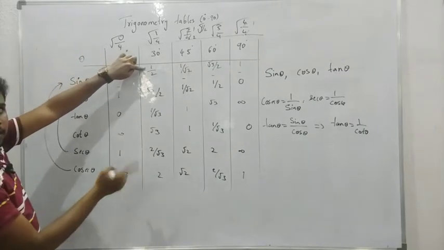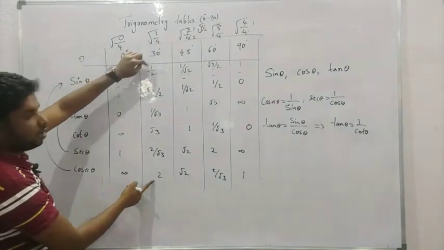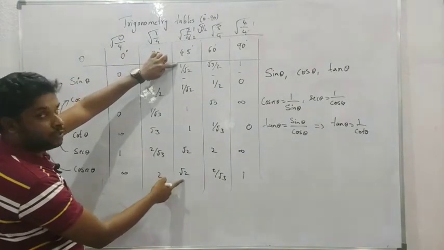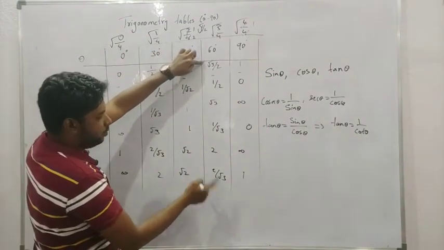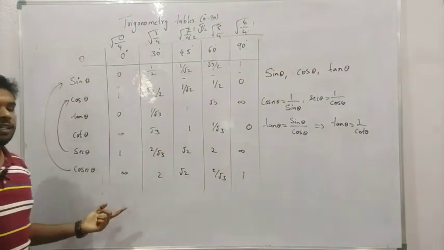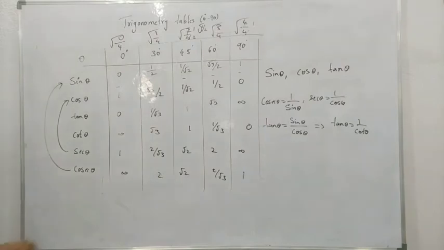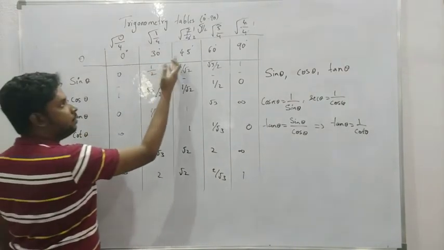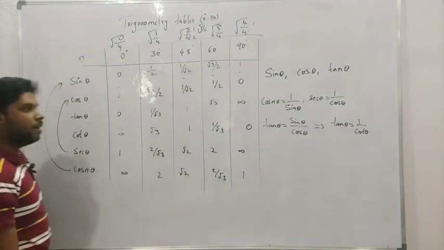Next 1 by 2, the reciprocal is 2 by 1, that is 2. 1 by root 2, reciprocal root 2 by 1, which is root 2. Root 3 by 2, reciprocal is 2 by root 3, and 1 by 1 is 1. So this is the simple and easy way we will write the 6 trigonometry ratios from 0, 30, 45, 60, 90 degrees. Okay. Practice it.